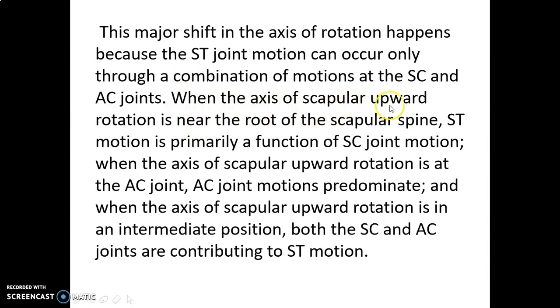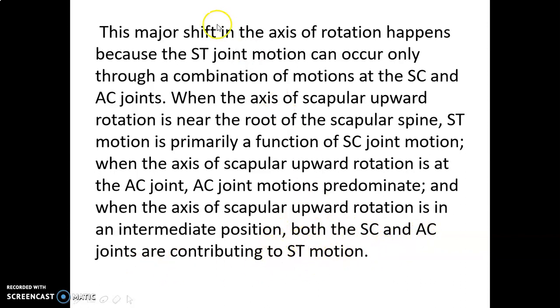When the axis of scapular upward rotation is near the root of the scapular spine, the scapulothoracic motion is primarily a function of sternoclavicular joint motion. Already I have described that. This is only for you to prepare your notes. When the axis of scapular rotation is at the AC joint, the AC joint motions predominate, and when the axis of scapular upward rotation is in the intermediate position, both the sternoclavicular and AC joints contribute to the scapulothoracic motion.